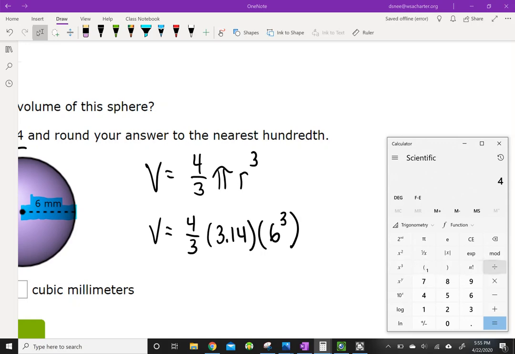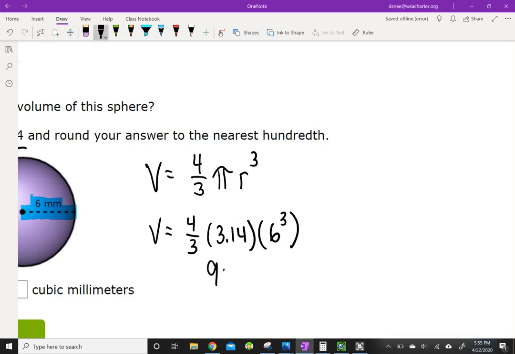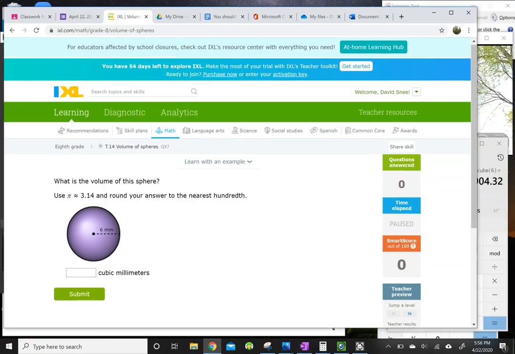4 divided by 3, close parentheses, times 3.14 times 6 to the third equals 904.32, and that's going to be cubic millimeters. 904.32. Let's try it. 904.32, and let's just double check that.